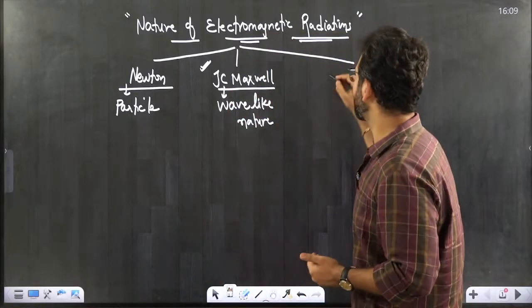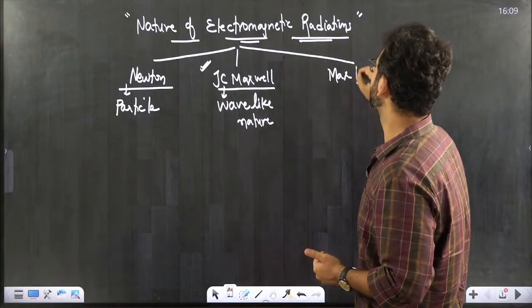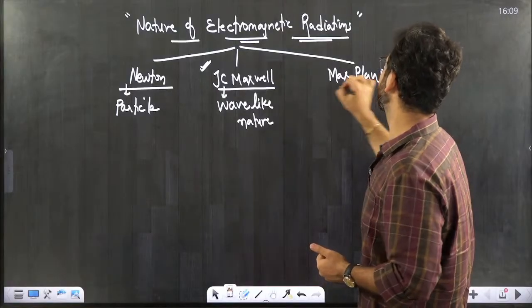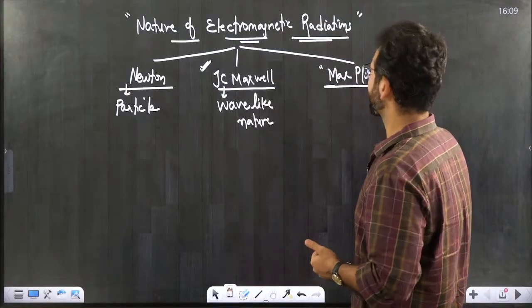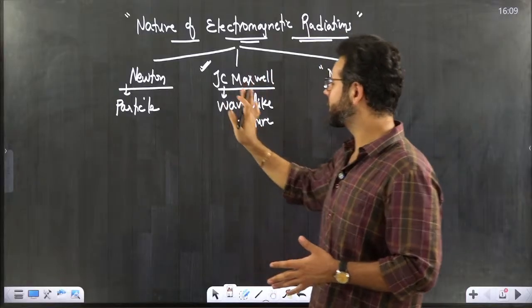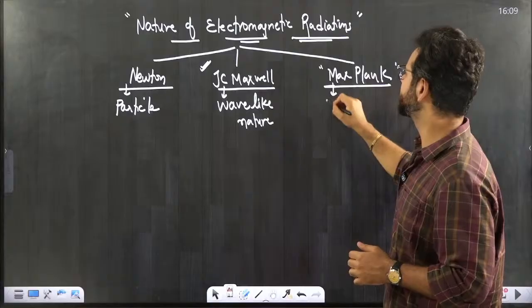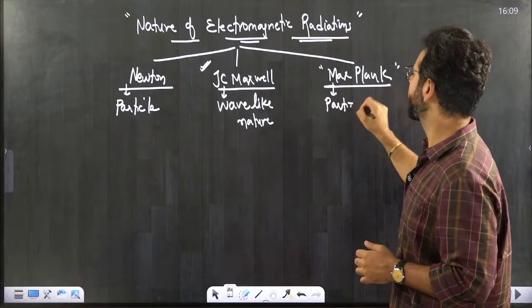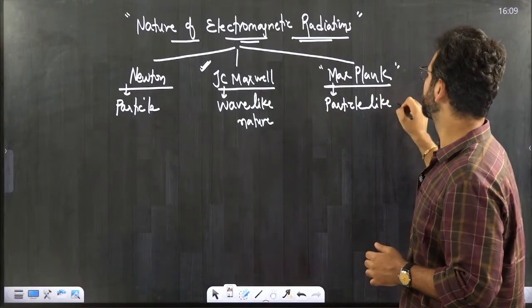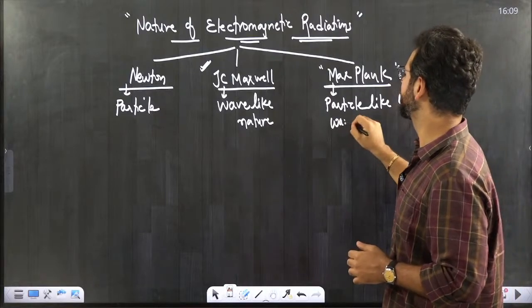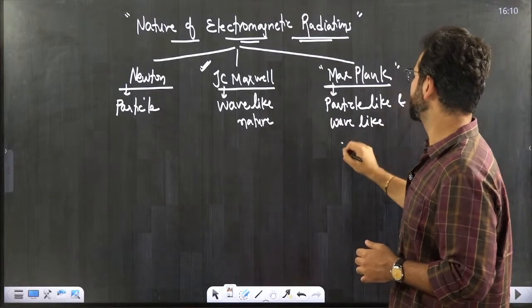So then came our Max Planck, who gave a theory which says that Maxwell, you are correct, it has a wave-like nature, but Newton was also correct. That means it has a dual nature. It has particle-like and also wave-like nature. So light has a dual nature.